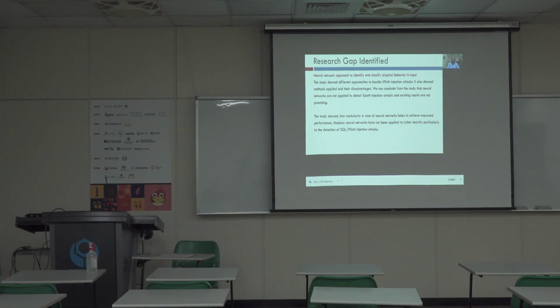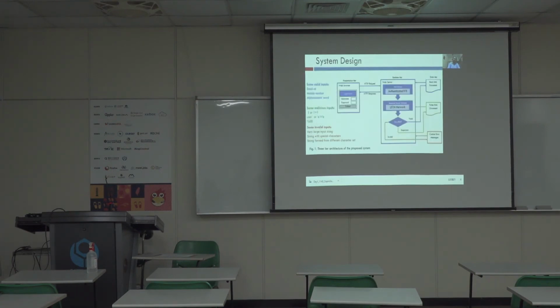So the study showed different approaches to handle XPath injection attacks. It also showed methods applied and their disadvantages. So we can conclude from the study that neural networks are not applied to detect XPath injection attacks and existing results are not promising. So in many cases we found that response time was not at all in acceptable range. So it was in terms of minutes, not in terms of seconds. So the study showed how modularity in case of neural networks helps to achieve improved performance. Modular neural networks have not been applied to cybersecurity, particularly to the detection of SQL or XPath injection attacks.